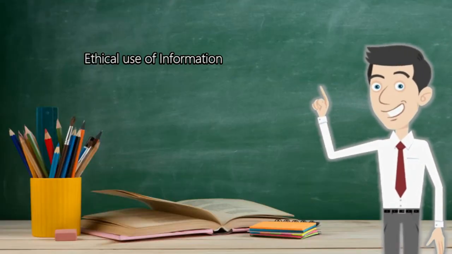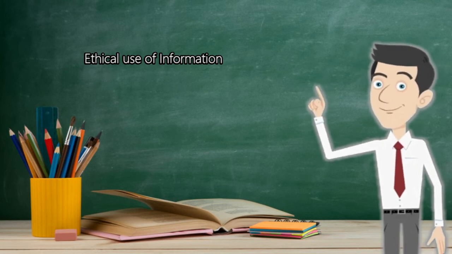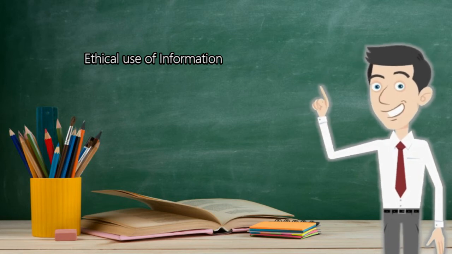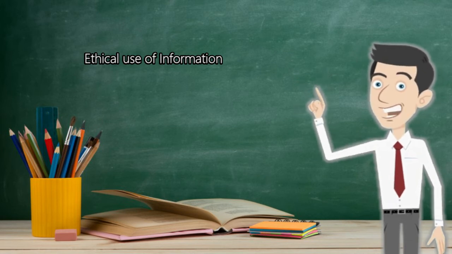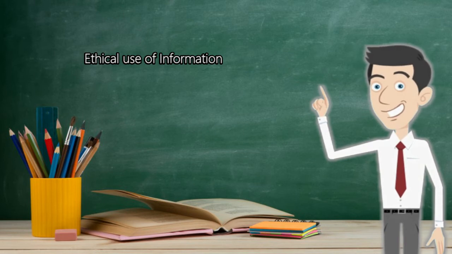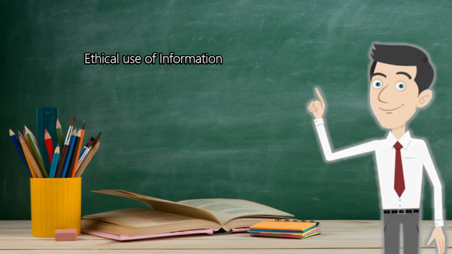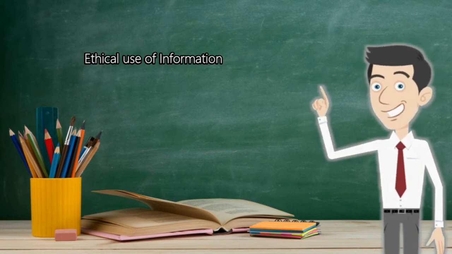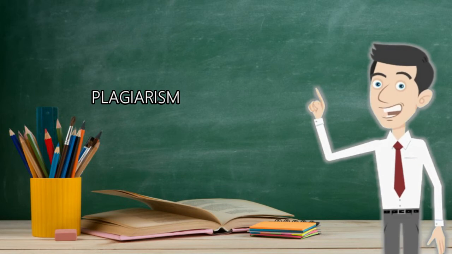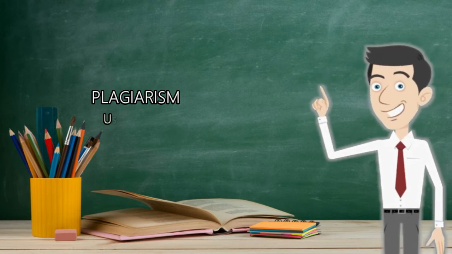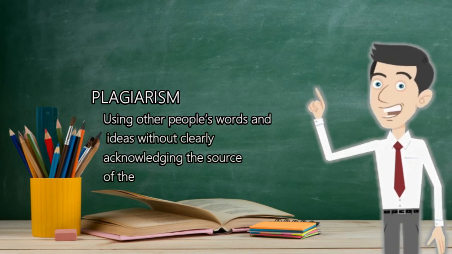Ethical use of information. There are times when you need to share information that you have acquired from various sources written by different authors. It is inevitable to directly quote their words in order to preserve their meaning. However, quoting someone else's words without giving credit to the author gives the impression that you are claiming ownership of the words they have said. This is called plagiarism. So now, what is plagiarism? Plagiarism is using other people's words and ideas without clearly acknowledging the source of the information.